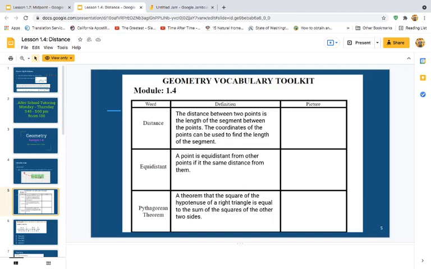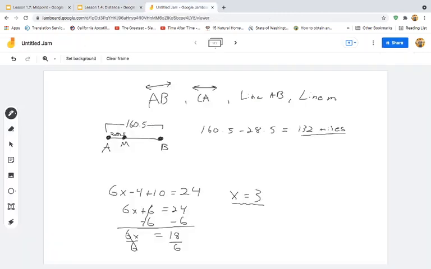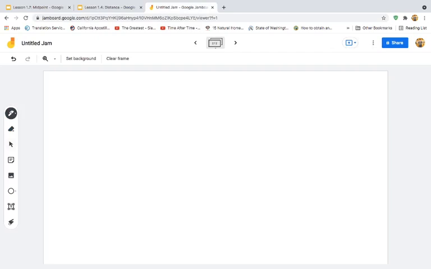Let's continue. Distance. The formal definition says the distance between 2 points is the length of the segment between the points. All that really means, and I'll draw a picture, is we have a line segment, just like we were going over last class. We'll call that line segment MN. We found the length of the line segment just by doing addition or subtraction or some algebra to figure out how long it was.